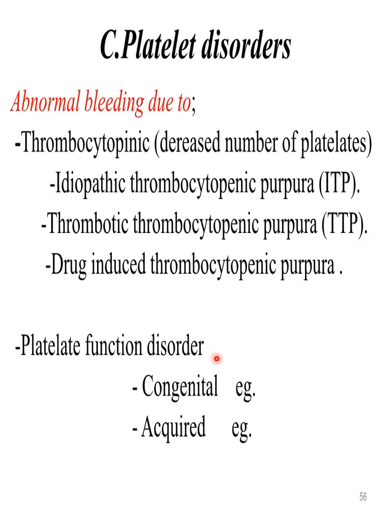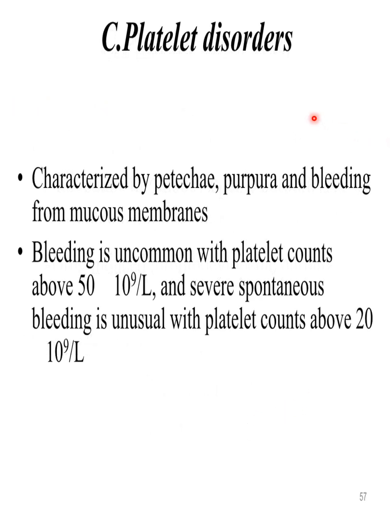In the platelet function defect, we have congenital and we have acquired causes. Irrespective of the platelet number and the qualitative function defect, the bleeding in platelet disorders is characterized by petechiae, purpura, and bleeding in the mucous membrane. With a platelet count less than 50,000 there is bleeding, and less than 20,000, there could be spontaneous bleeding also.